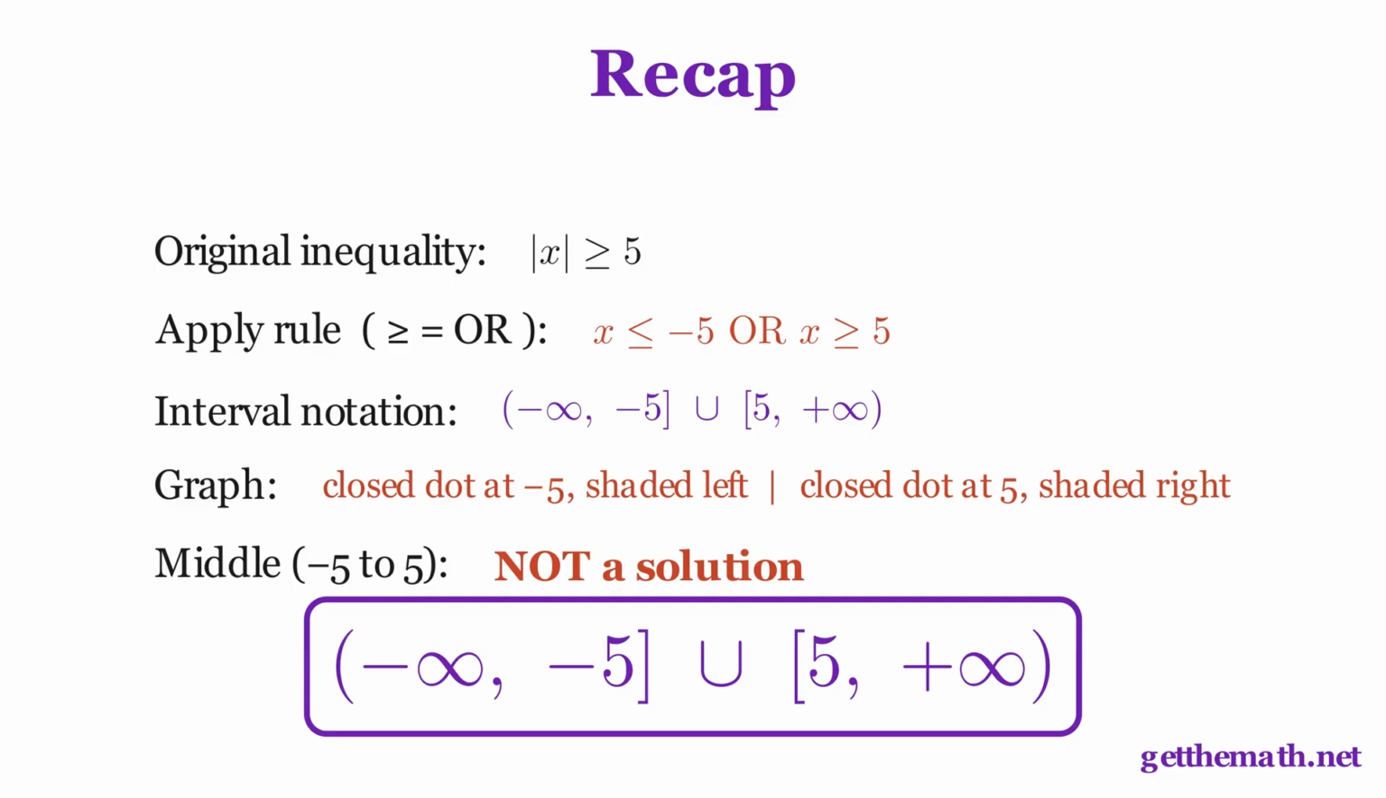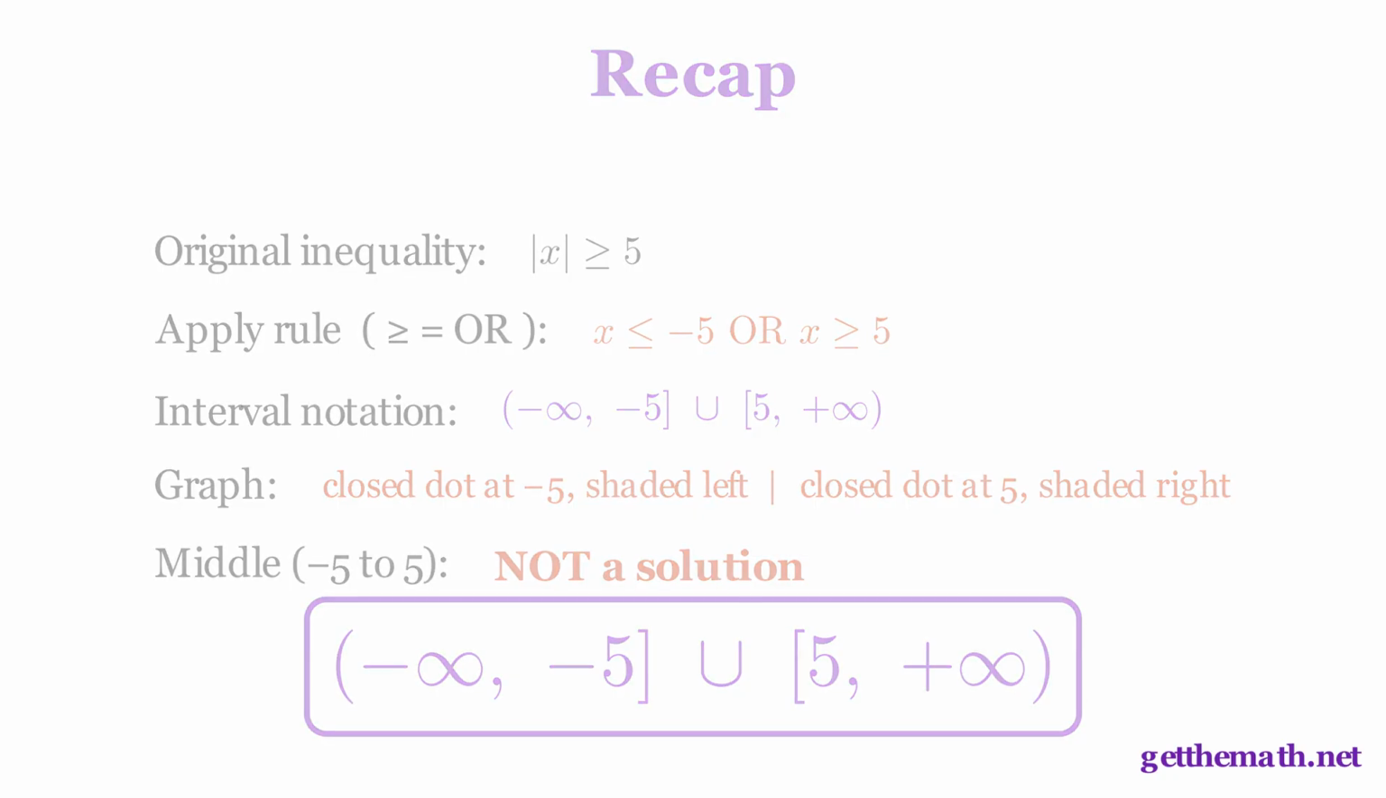Graph, closed dot at negative 5, shaded left. Closed dot at 5, shaded right. Middle is excluded. Remember, less than or equal to gives one connected piece in the middle. Greater than or equal to gives two separate pieces going outward. The final answer is negative infinity to negative 5, closed bracket. Union, closed bracket, 5, to positive infinity.